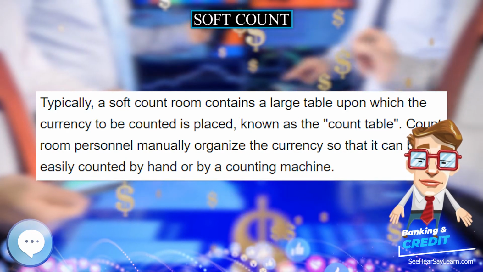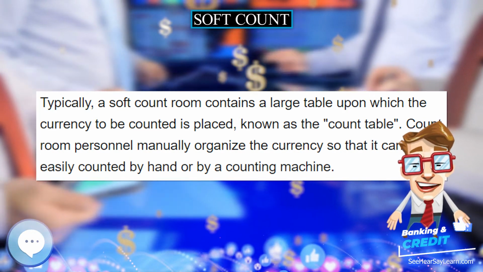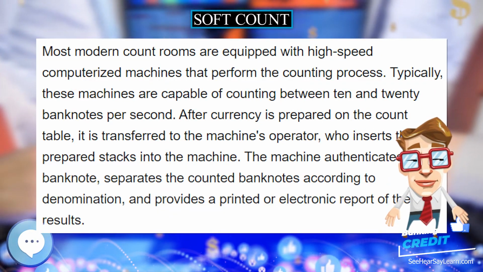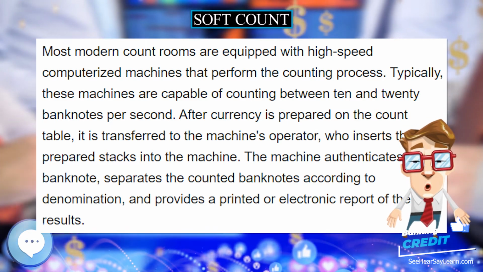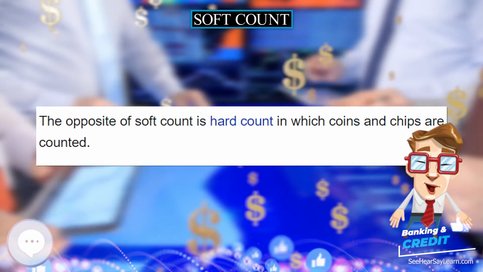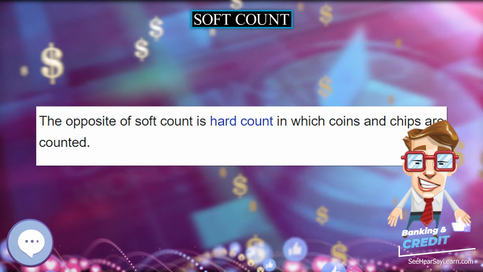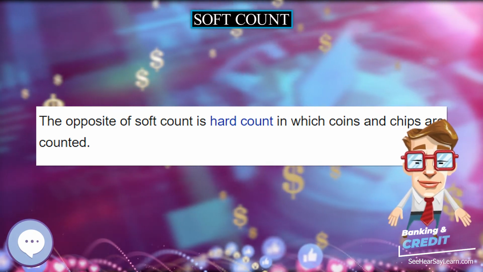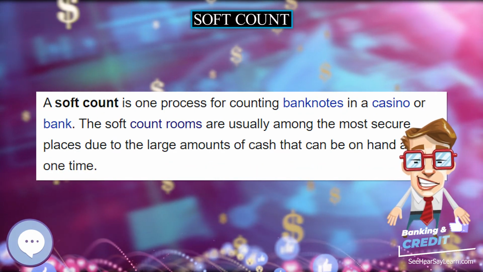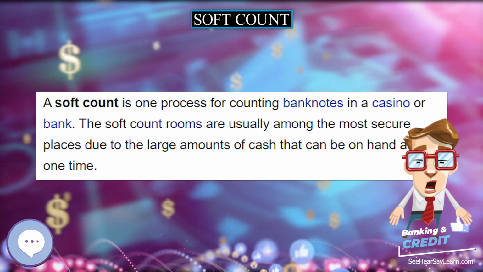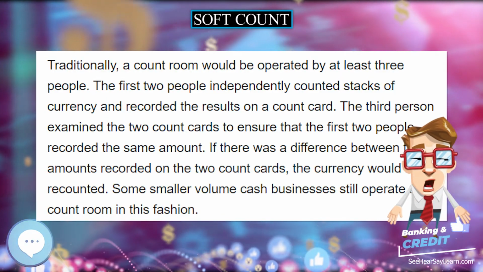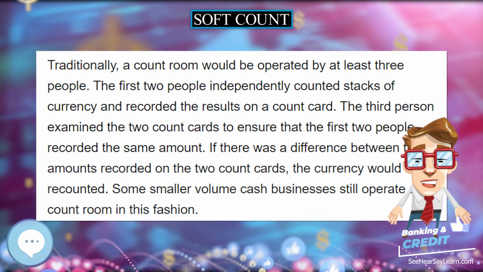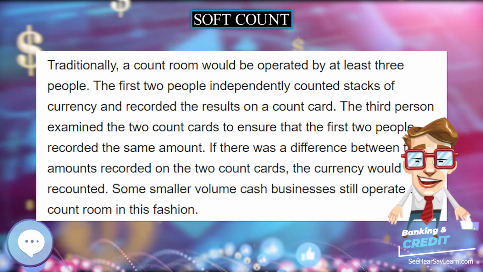Typically, a soft count room contains a large table upon which the currency to be counted is placed, known as the count table. Count room personnel manually organize the currency so that it can be easily counted by hand or by a counting machine. Most modern count rooms are equipped with high-speed computerized machines that perform the counting process. Typically, these machines are capable of counting between 10 and 20 banknotes per second.